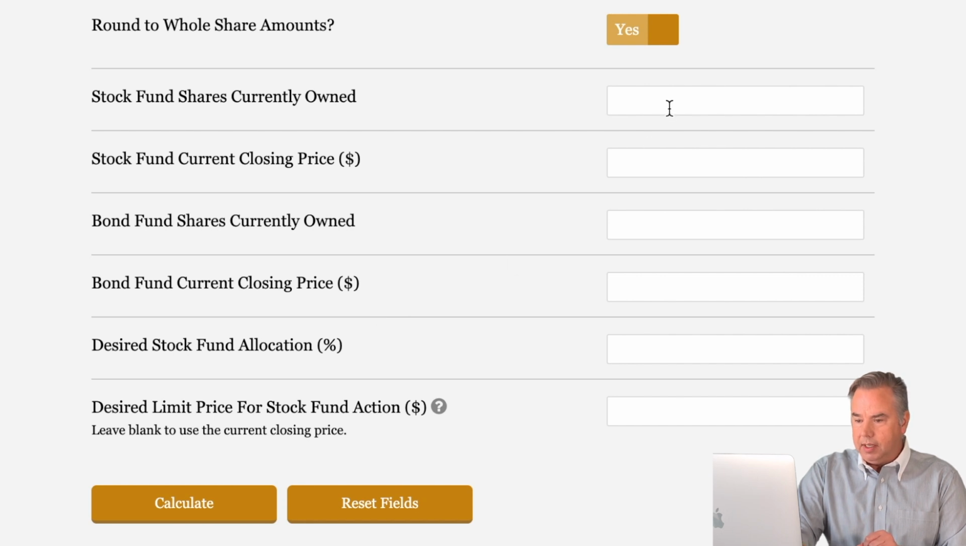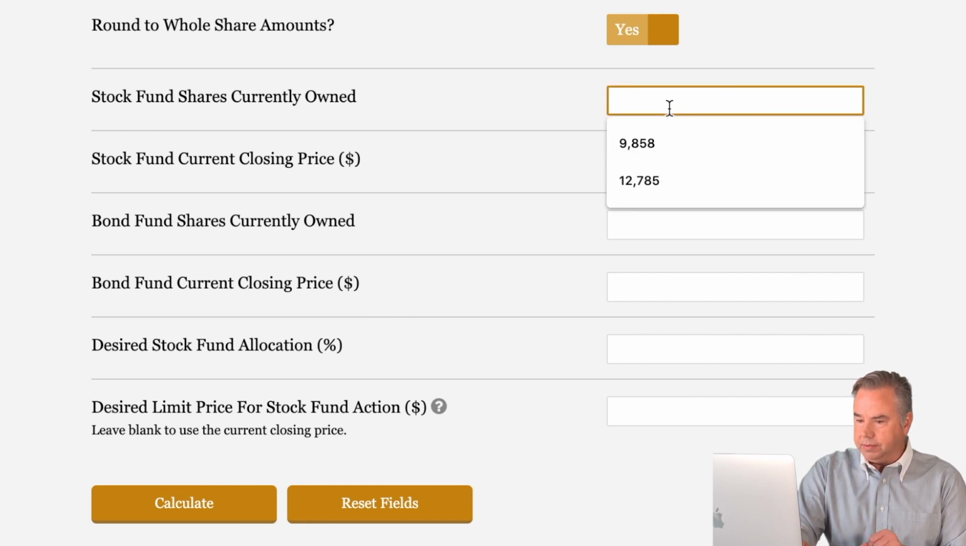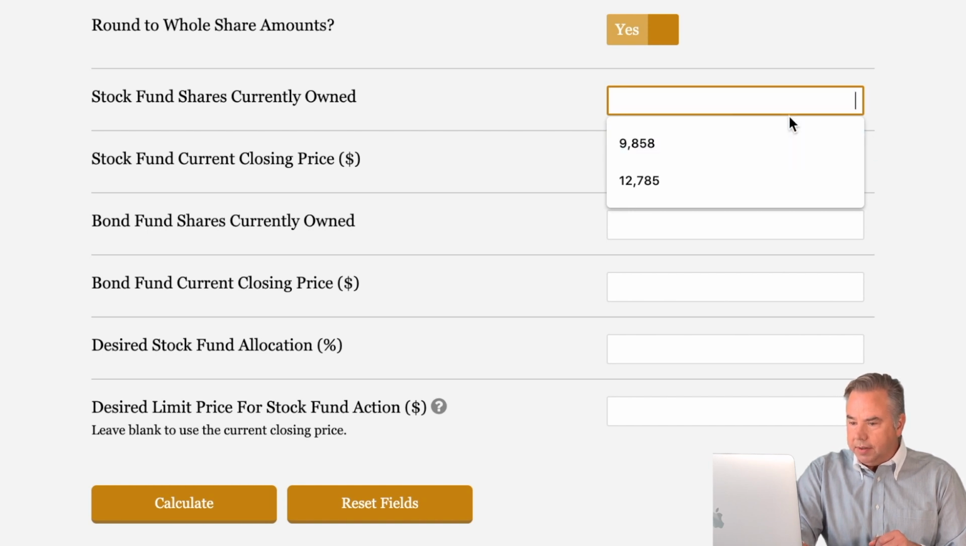Look how easy this is. Stock fund shares currently owned. Easy. You look at your account and see how many you owned, right? In this case, the 9-sig plan, we had stock fund shares currently owned. The whole plan falling apart here. How can that be? Here we go.